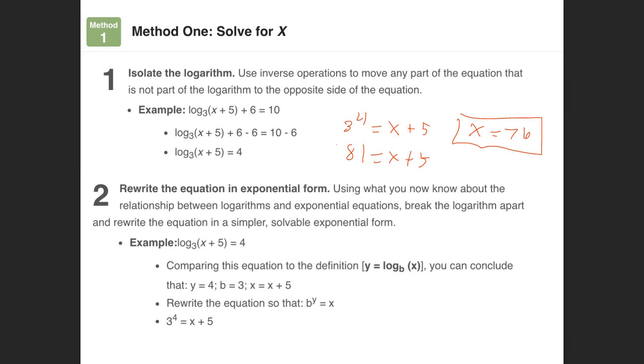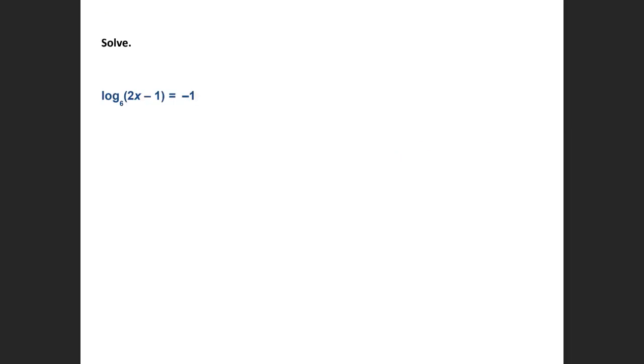So that's one method. Now that method usually works when there's just one logarithm in the equation. If there's more than one, you're probably going to have to do something else. Okay, so here is another problem. This problem, I have just one logarithm, so my first thought is I'm going to rewrite it as an exponent. So I've got 6 to the negative 1 is equal to 2x minus 1. 6 to the negative 1 is 1 over 6, isn't it? Because the negative exponent just flips it.